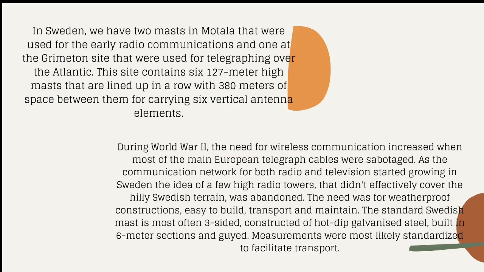As the communication network for both radio and television started growing in Sweden, the idea of a few high radio towers that didn't effectively cover the hilly Swedish terrain was abandoned. The need was for weatherproof constructions easy to build, transport, and maintain. The standard Swedish mast is often three-sided, constructed of hot-dip galvanized steel, built in 6-meter sections and guyed. Measurements were most likely standardized to facilitate transport.